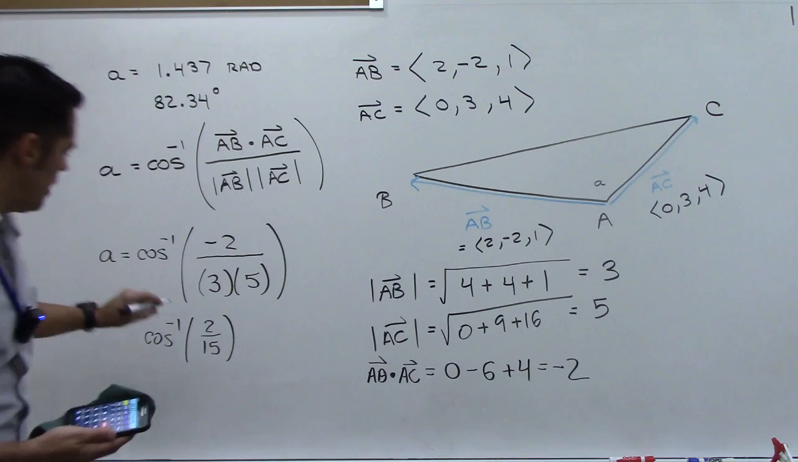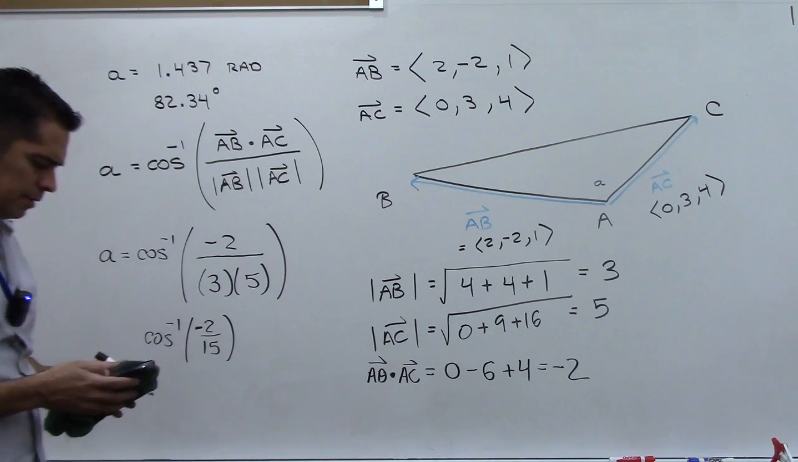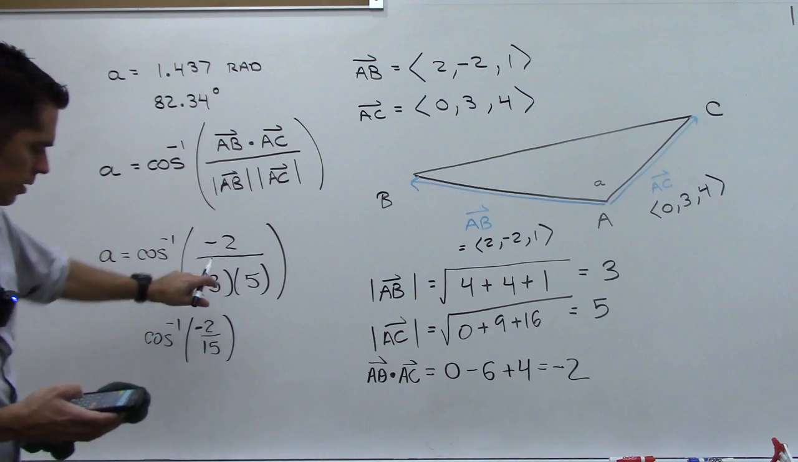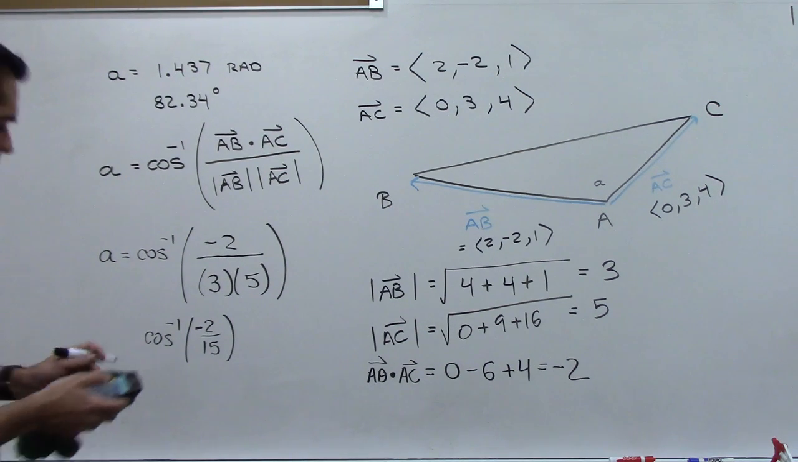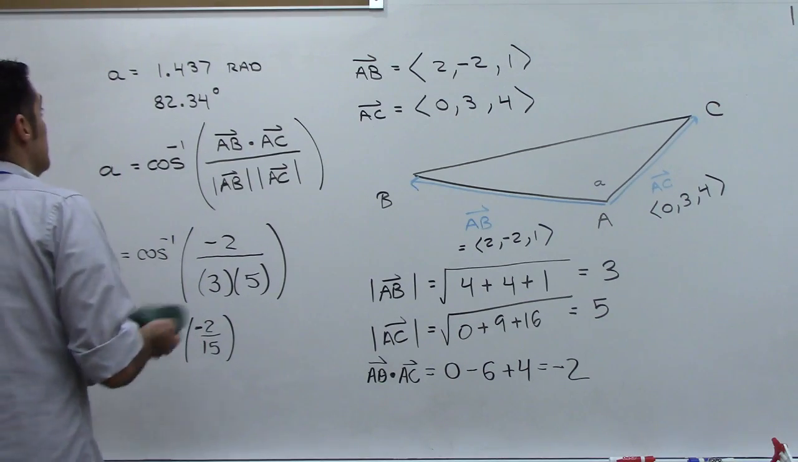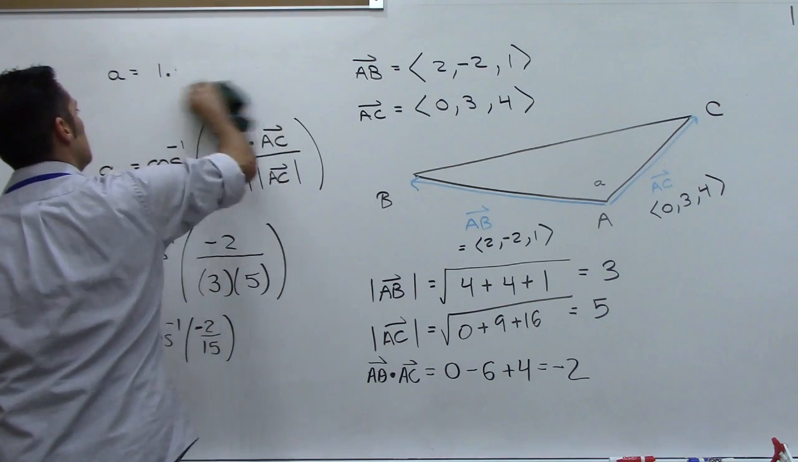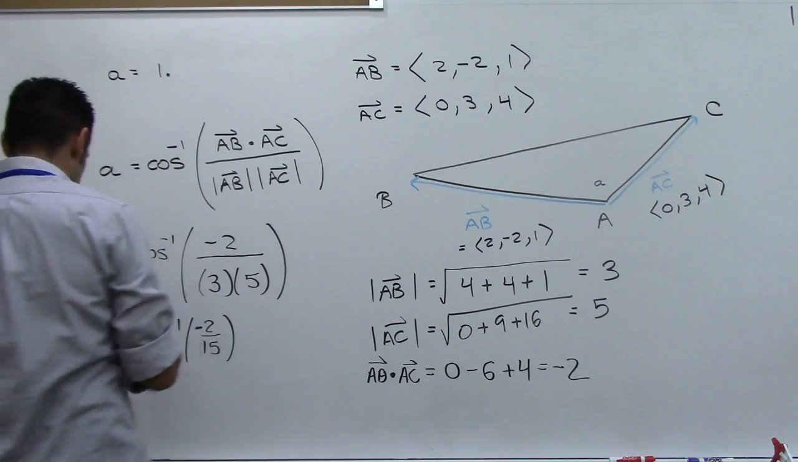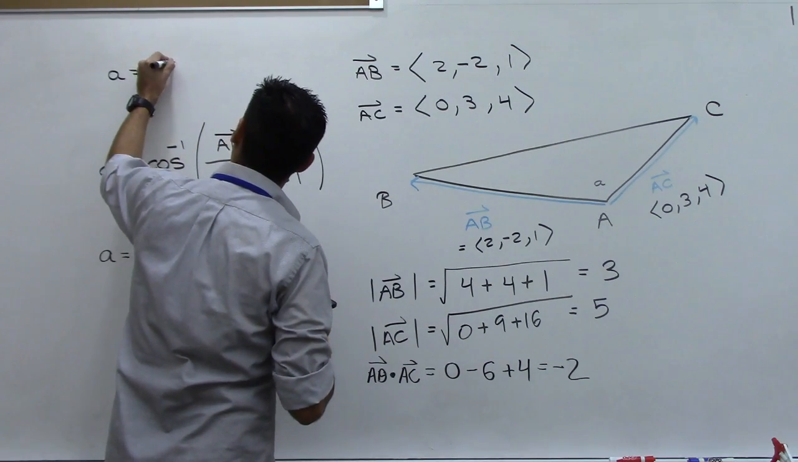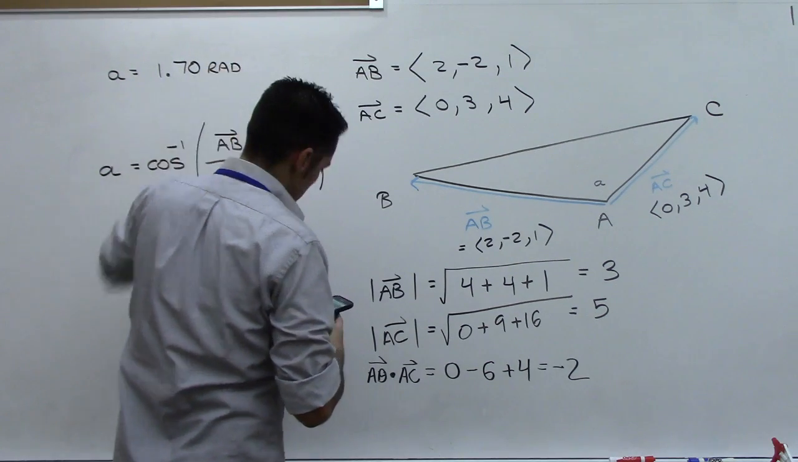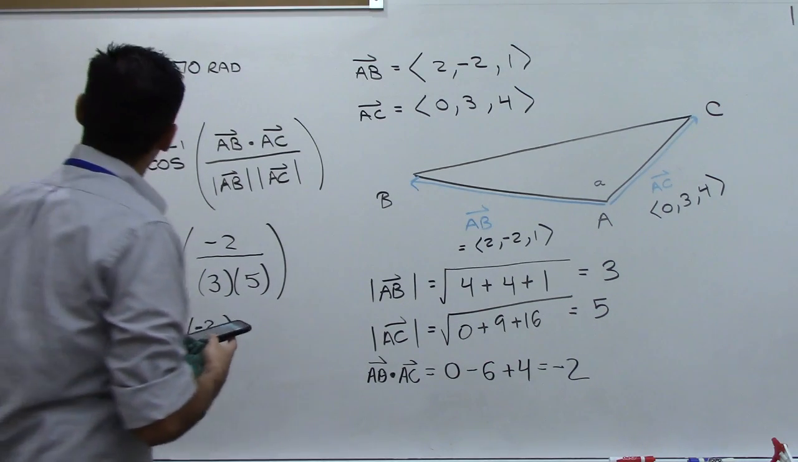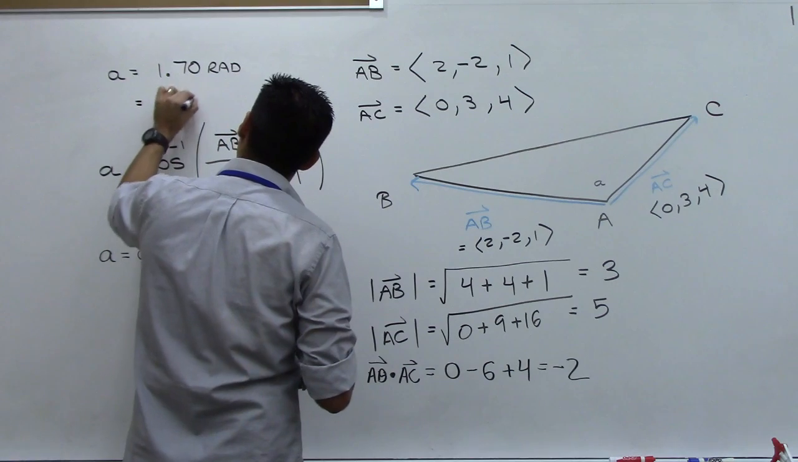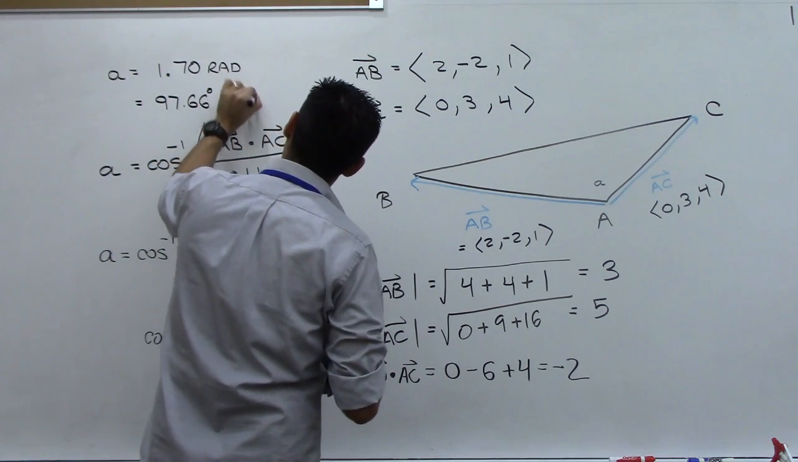Oh, you know what? I know what happened. I forgot my negative. Oops, negative. Clear that. Negative 2 up here. So negative 2 divided by 15, arc cosine. Yeah, apologies. Little things. This should be 1.70 radians. And then times 180 divided by pi. All right, that's better. 97.66 degrees, which is approximately 98 degrees.